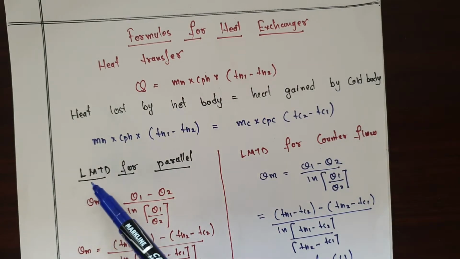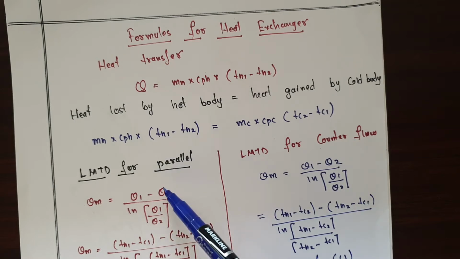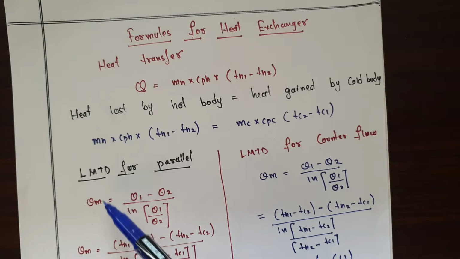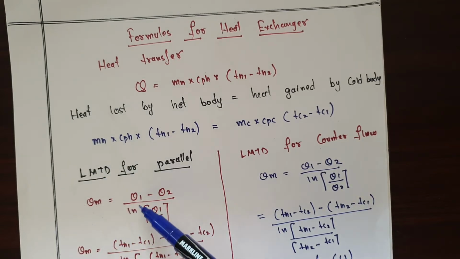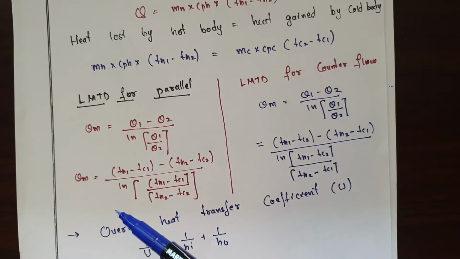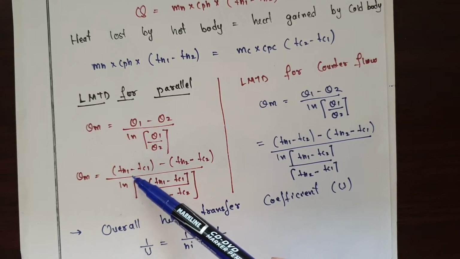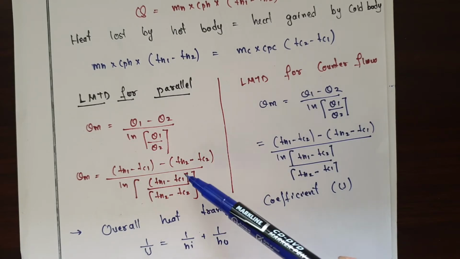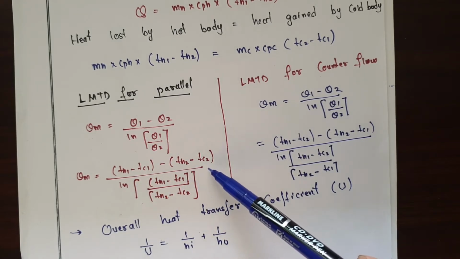Next one, LMTD for parallel flow. Here theta m, LMTD, stands for logarithmic mean temperature difference. So theta m is equal to (theta 1 minus theta 2) divided by ln of (theta 1 by theta 2). Here theta 1 means Th1 minus Tc1 and theta 2 means Th2 minus Tc2.